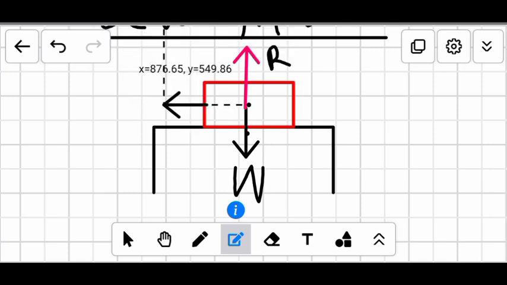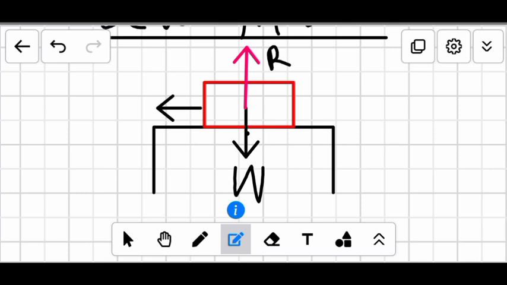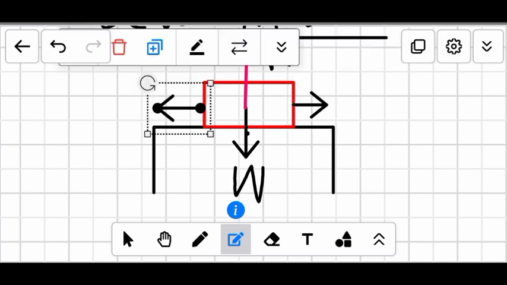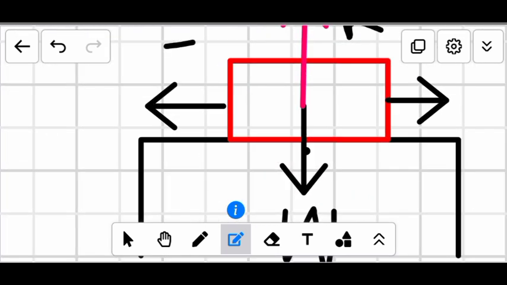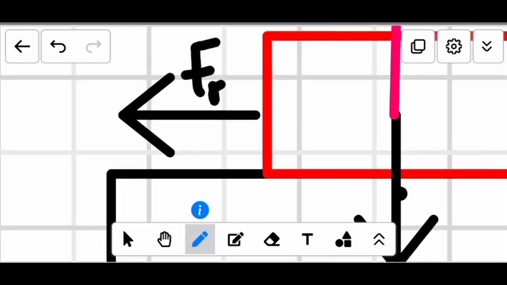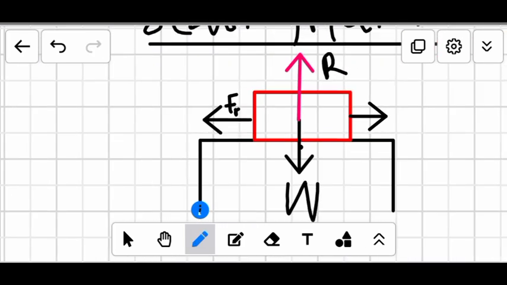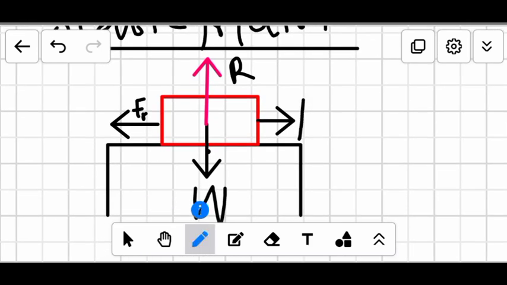If there is a pulling force acting in this direction, so this is it. Good. So this is frictional force Fr, F subscript R. And this is the pulling force. Let's call it force P.